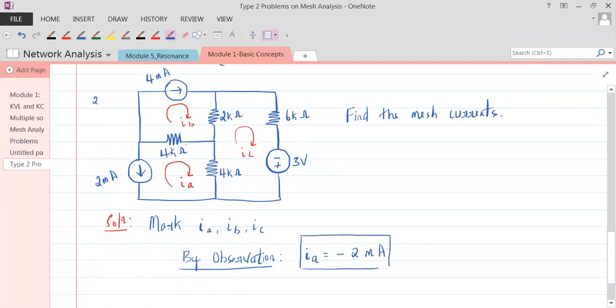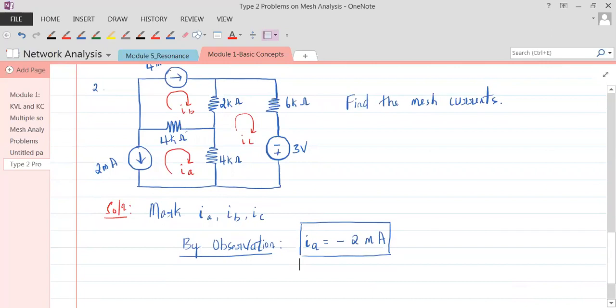What is IB? We know IB also. See, in this branch, this 4 milliamp is flowing to the right, and IB also is moving to the right in this branch. So what would be our IB? Our IB would be 4 milliamperes.